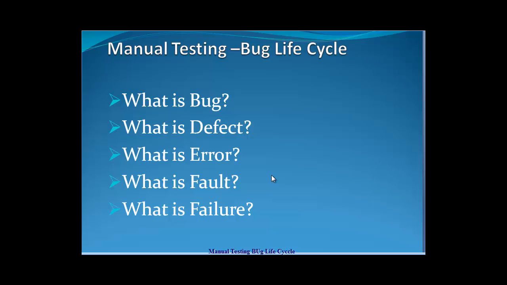So what is a defect and what is an error? A defect is when the application is live and an end user finds a mismatch between expected and actual, and that is known as a defect. And this defect or that bug is raised by human mistakes, so that is called an error.